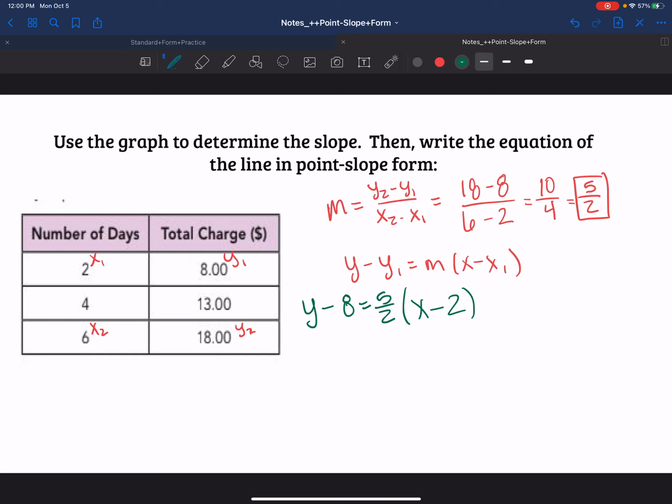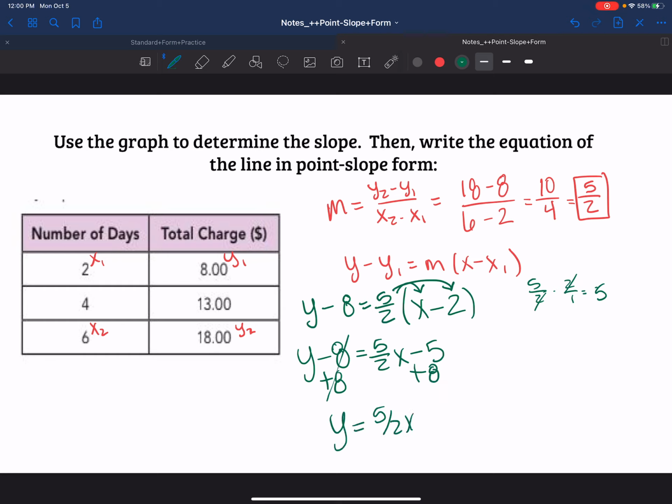Now let's solve to get that solved for y. So distribute the 5 over 2, and that gives us y minus 8 equals 5 halves x minus 5. 5 halves times 2 equals 5. Then we'll add 8. Y equals 5 halves x plus 3. So that would be how we would go from just seeing a table to being able to write our linear function. We would use point slope form.